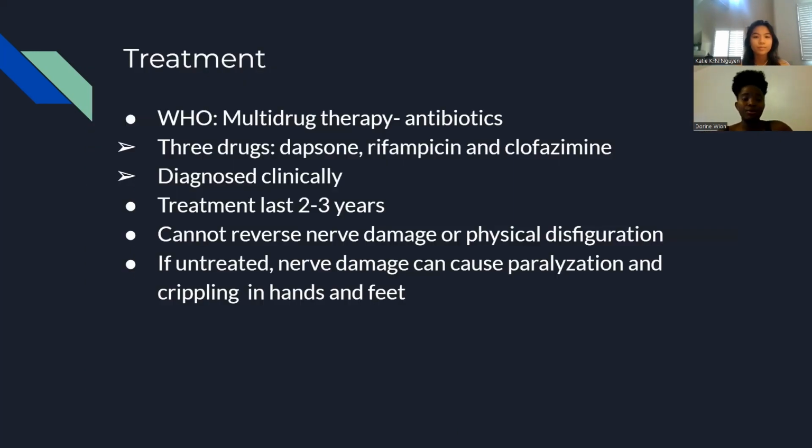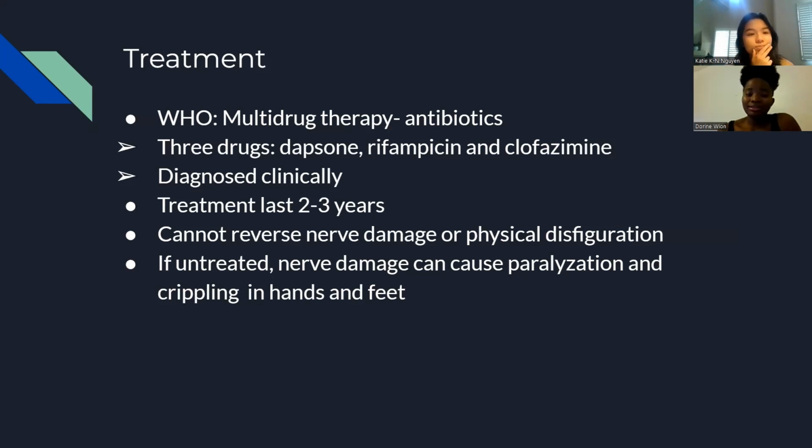For treatment, according to the World Health Organization, there can be multi-drug therapy to treat leprosy, like antibiotics, and those three can be dapsone, rifampicin, and clofazimine.